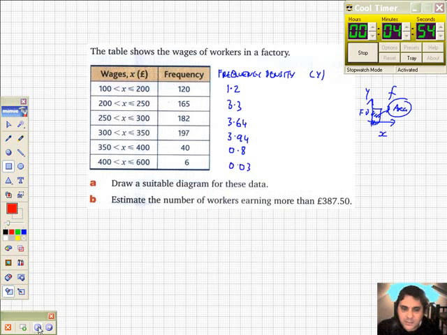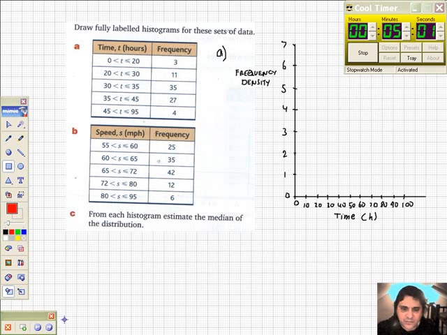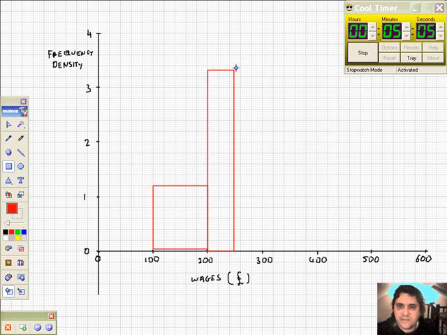Next one is 3.64 from 250 to 300. So 3.64 it is.